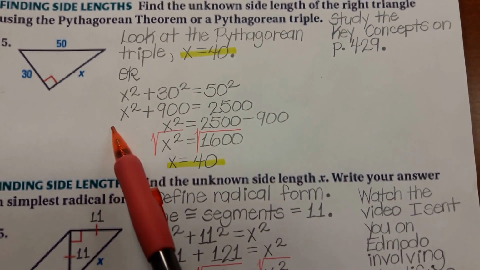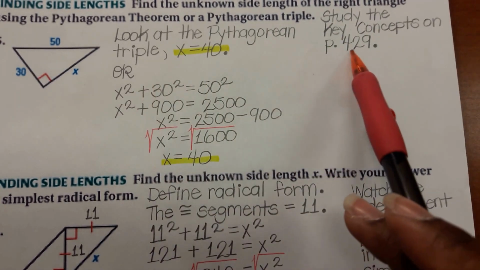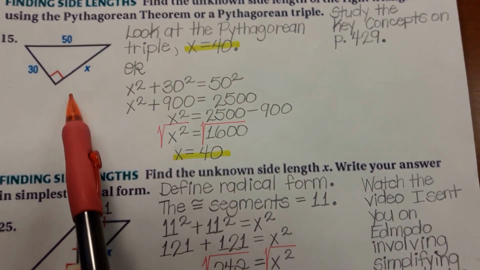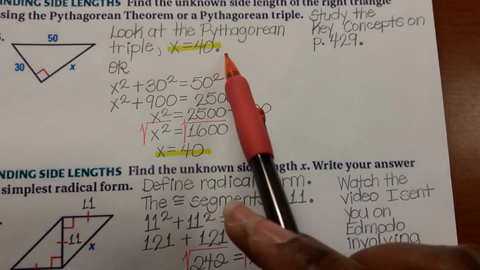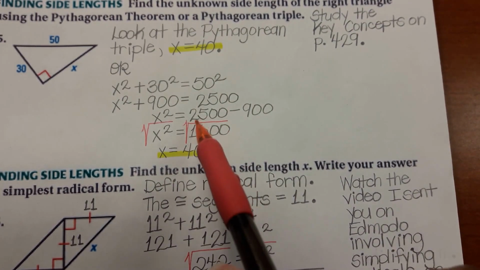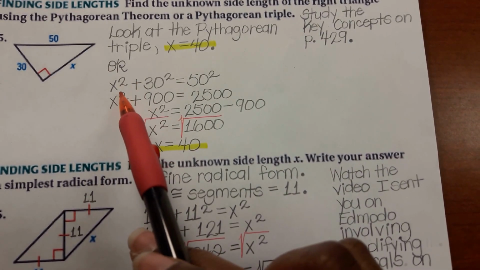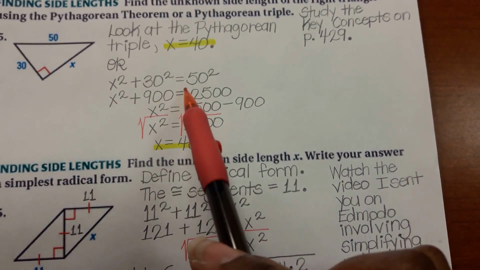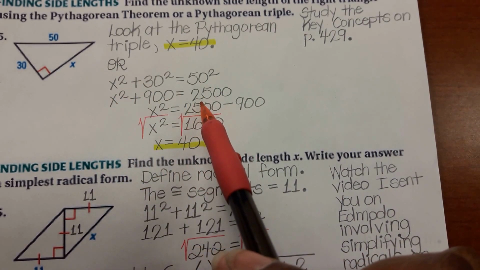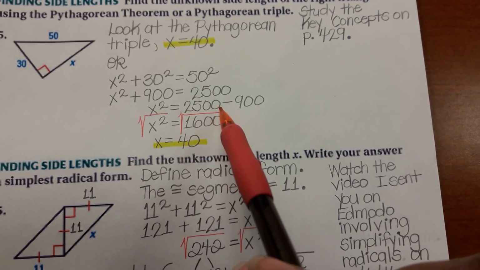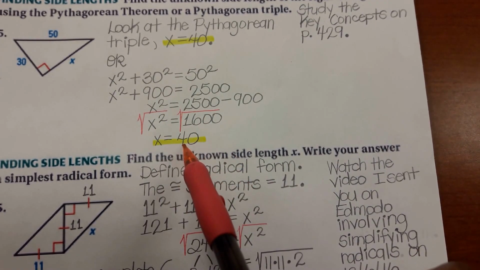You have two ways to solve for 15. So my first way is I want to look at the Pythagorean triple. So if you look at that on page 429, you notice that what's given to me is 30 and 50. And if I look at the key concept, the missing number is 40. Or you can work the problem out the way you know, using the Pythagorean theorem. X squared plus my leg, which is 30 squared, equals 50 squared. So x squared plus 900 equals 2,500. X squared equals 2,500 minus 900, which is 1,600. Square root both sides to get 40.